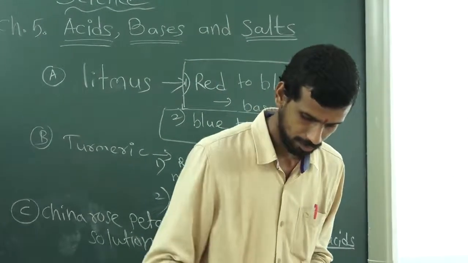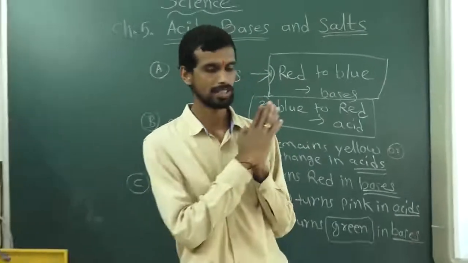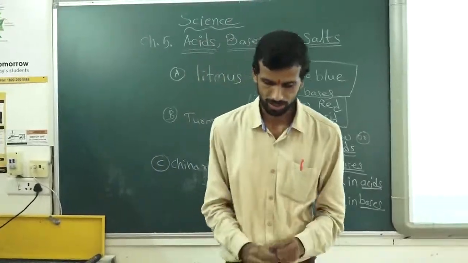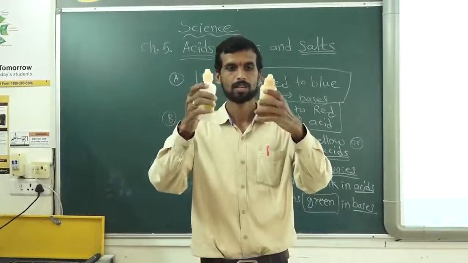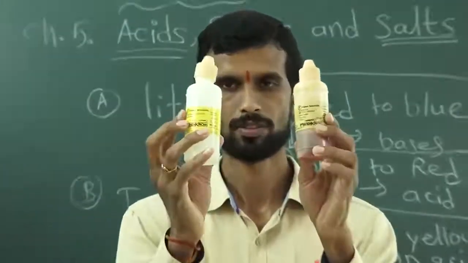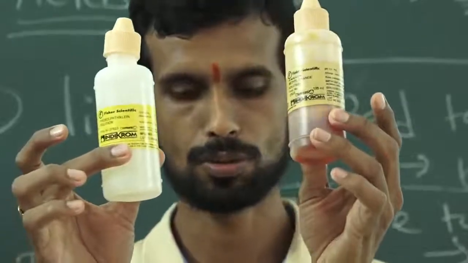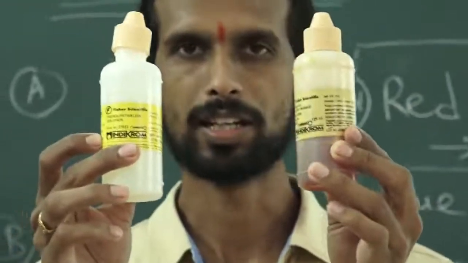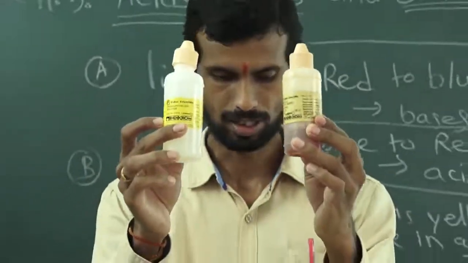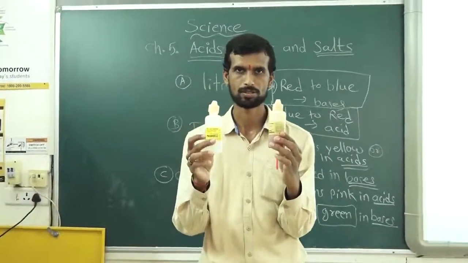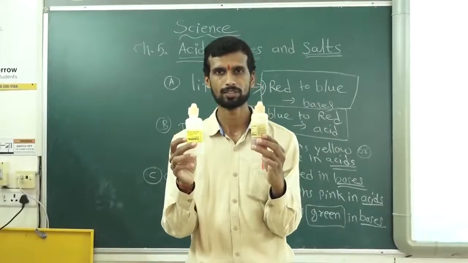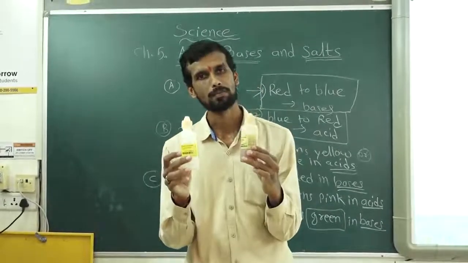Now, along with natural indicators, there are artificial indicators. I told you, phenolphthalein and methyl orange. Phenolphthalein and methyl orange. These two are the artificial indicators. These are also largely used in laboratories for research, for scientific work, along with litmus paper.